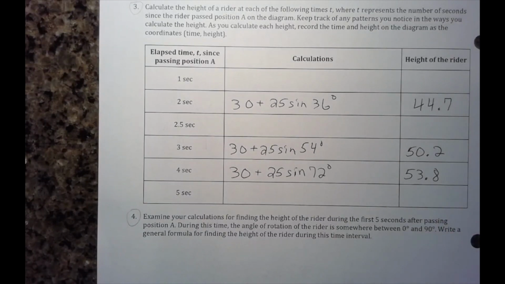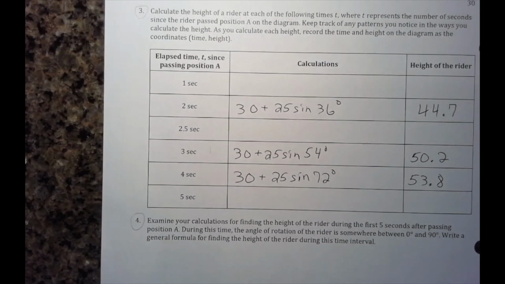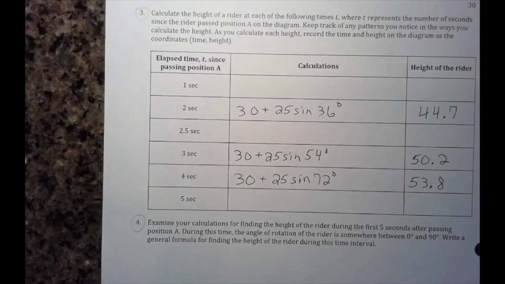Question 4 says, examine your calculations for the height of the rider during the first 5 seconds. During this time, you're just rotating in that first quadrant, 0 to 90 degrees. Can you write a formula for the height of that rider? So let's go back and put one of those values into the diagram as a time and height. Let's go to the 4-second one and put the time and the height. So it was 4 seconds and it was 53.8.